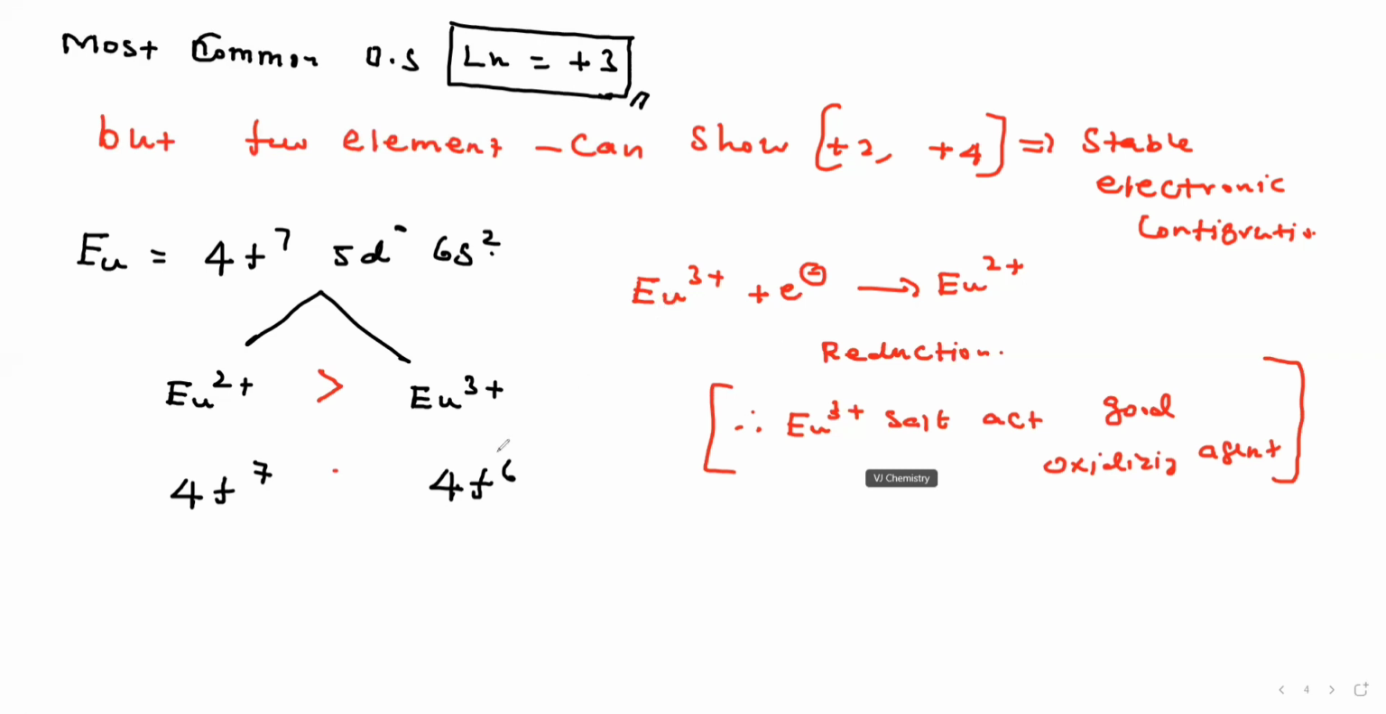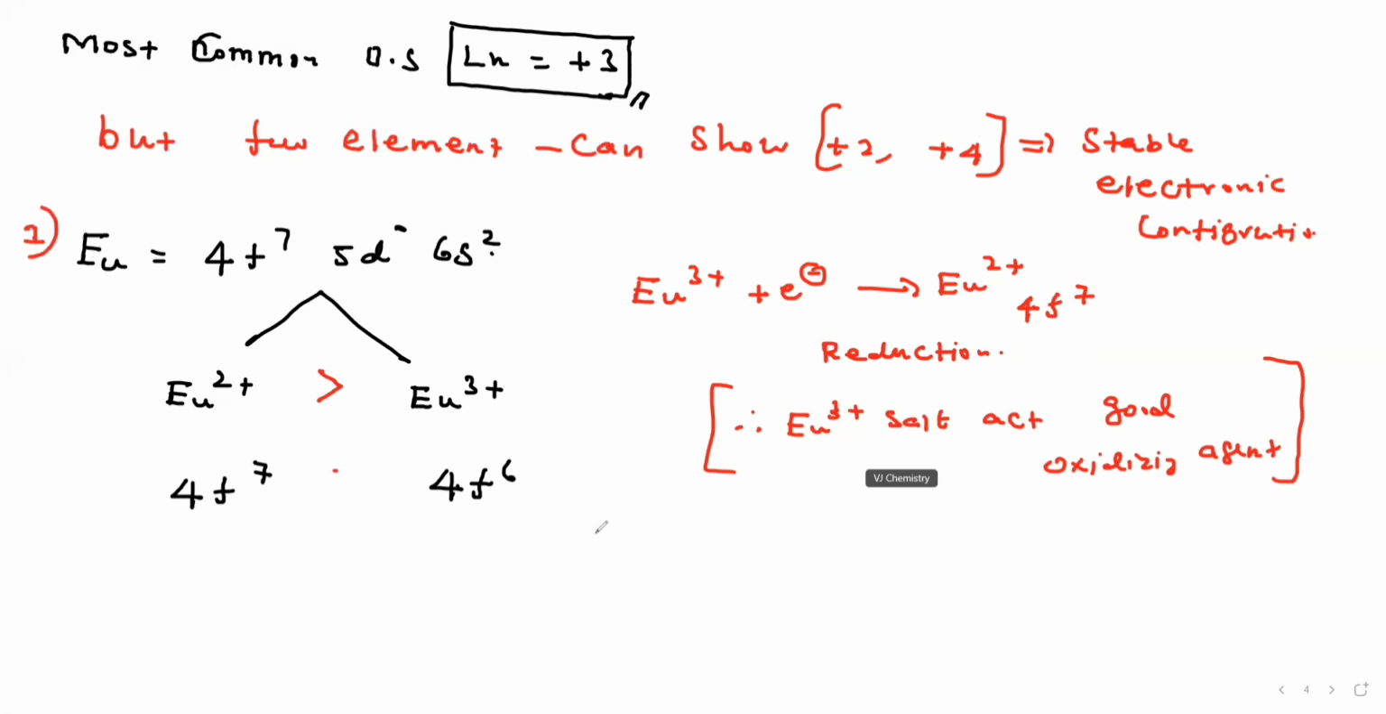Because europium 3 plus has the 4f6 configuration and europium 2 plus has 4f7, right? It's more stable. Always the unstable form converts to the more stable form. It's a universal law, right? Therefore, the europium 3 plus salt always acts as a good oxidizing agent. Okay, number 1 point, number 1 example.